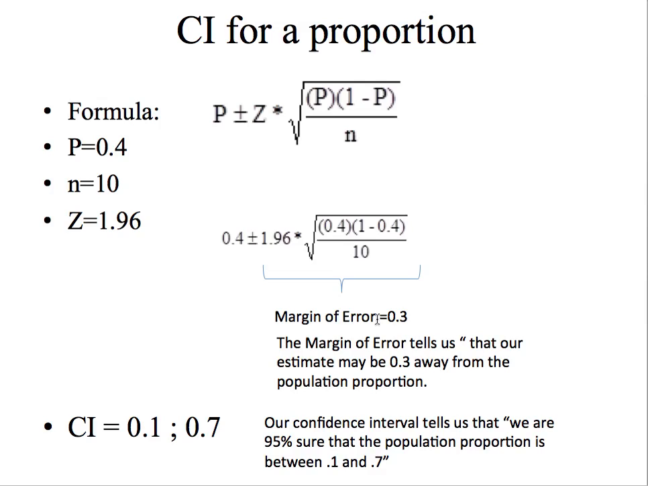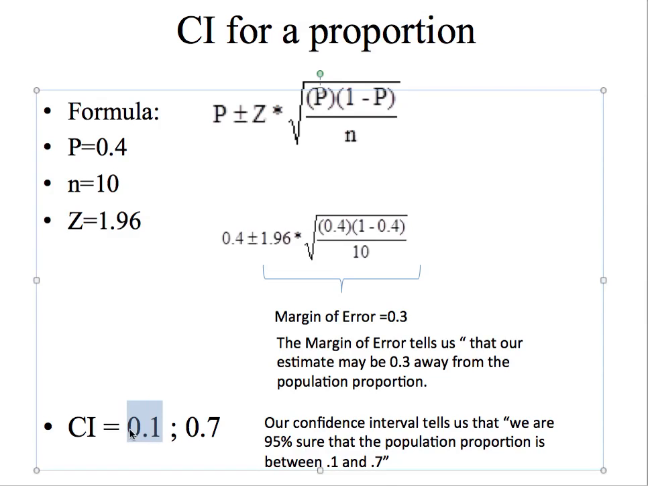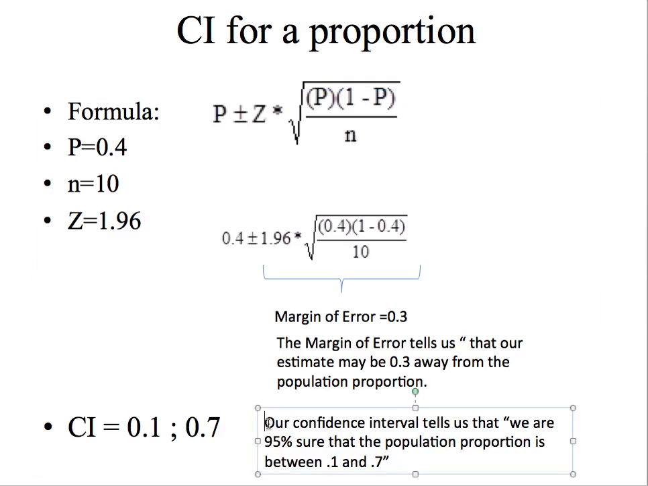Right. So we add this margin of error to the sample proportion and then subtract this margin of error from the sample proportion to calculate the confidence interval. The confidence interval will have a lower bound and an upper bound. The lower bound is 0.1, that comes from 0.4 minus 0.3, and the upper bound is 0.7, that comes from 0.4 plus 0.3. Right? So our confidence interval tells us that we are 95% sure that the population proportion is between 0.1 and 0.7.